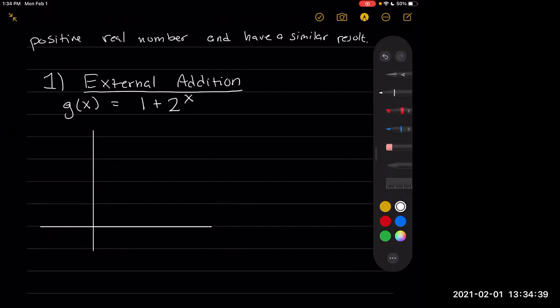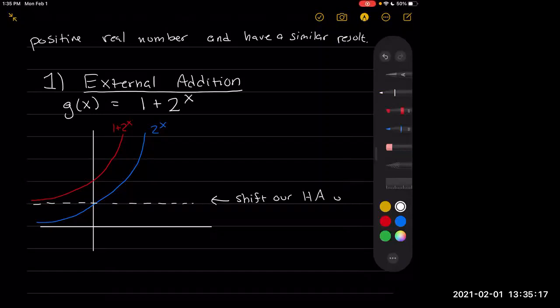Okay. So our normal graph would look something like this, where this is 2 to the x. But now we're shifting our graph up by 1. So that means our new graph will hug this asymptote here. This is 1 plus 2 to the x. So this will shift our horizontal asymptote. And it shifts the whole graph up.